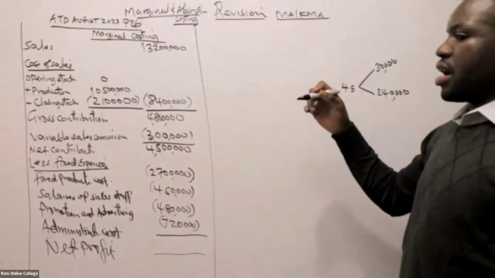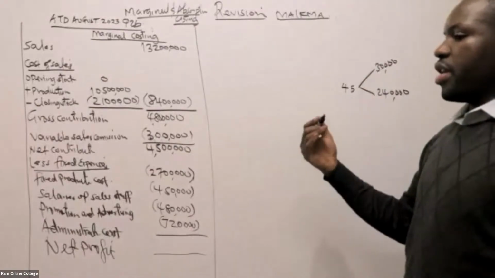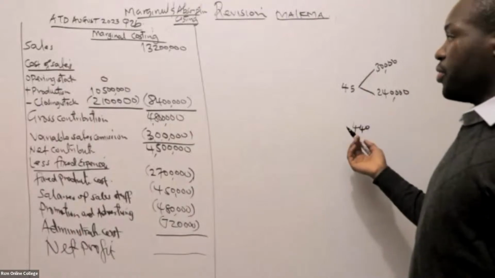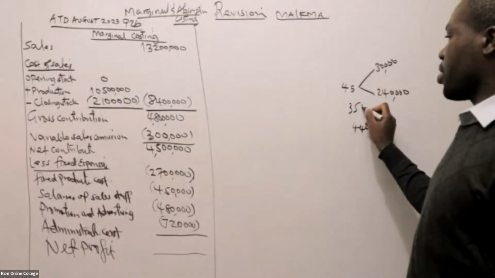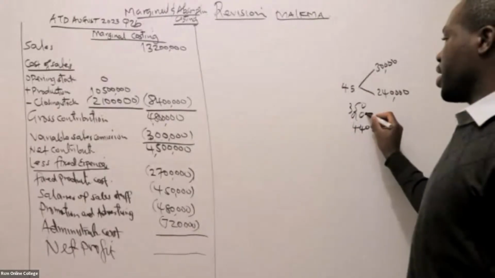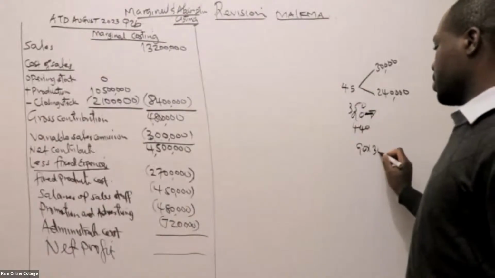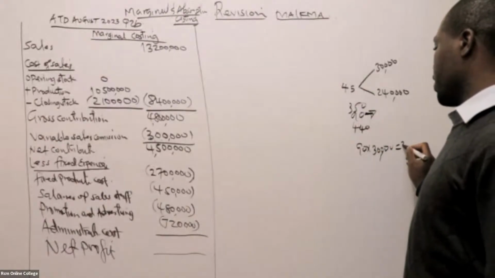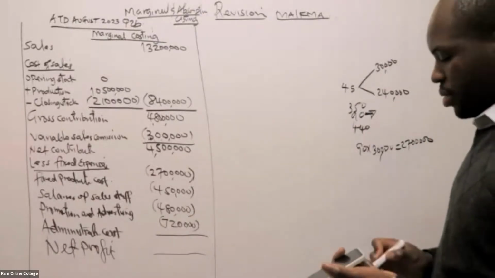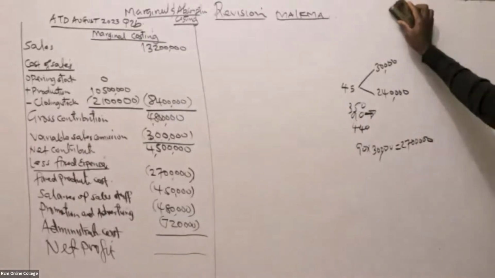Look at the absorption cost per unit. We have 440. How did you get the 440? It was the marginal cost plus fixed production overhead per unit. So 90 times the units that were produced also takes me back to 2,700,000. So I hope I've answered your question.